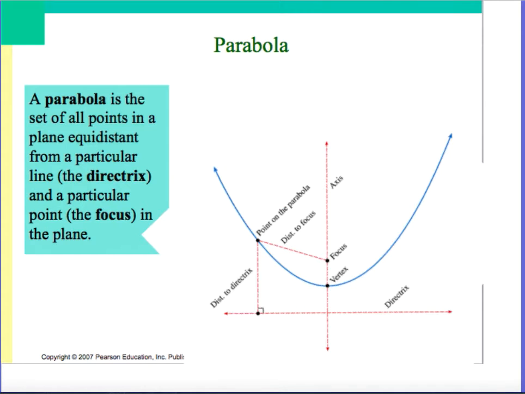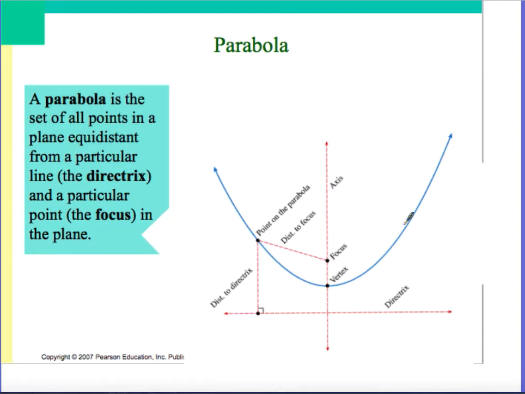The analytic definition, we've seen an analytic definition for all the rest of the conic sections, and the parabola, no different. The parabola is the set of all points in a plane that are equal distance from a particular line, which is known as the directrix, and a particular point, which is known as the focus in the plane. So let's take a look at this picture and we'll point out each of those elements.